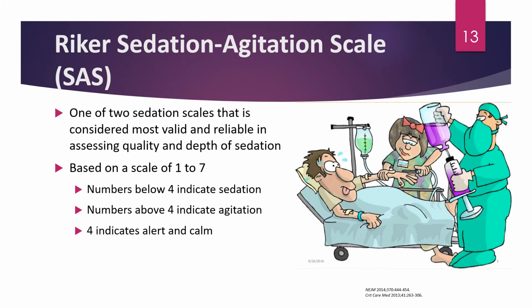The Riker Sedation Agitation Scale is the other validated sedation scale. This one is not used as much in practice from what I have seen in my experience. All you need to know here is that the scale is based on a number of 1 to 7. There are no negative numbers here, and there's no 0. In this case, 4 indicates alert and calm. So 4 is the middle of the scale, like 0 was for the RASS. Numbers below 4 indicate sedation, and numbers above 4 indicate agitation.